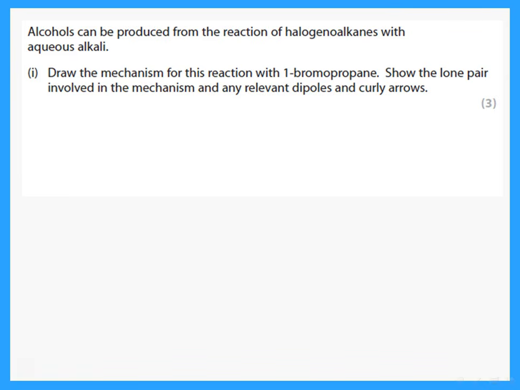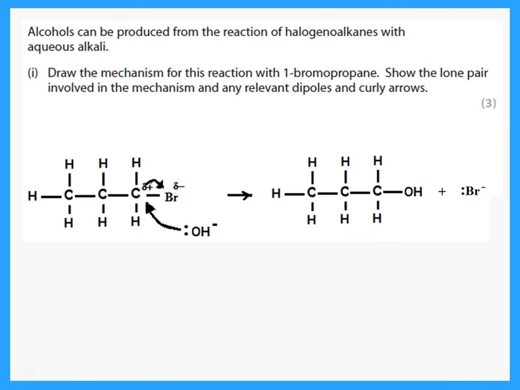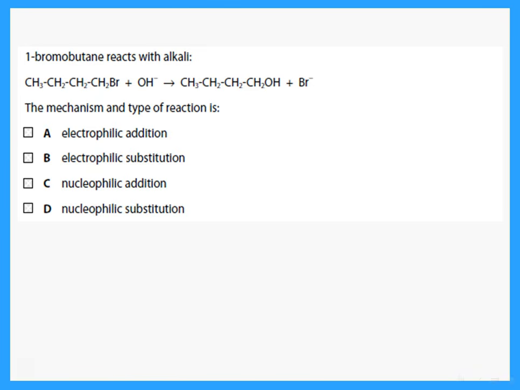Show the lone pair involved in the mechanism and any relevant dipoles and curly arrows. So remember that this is how you should draw the mechanism. You start with 1-bromopropane. The OH minus group has a lone pair of electrons, so the electrons will attack the slightly positive carbon, and the bonding pair of electrons will go to the Br, so you end up with the alcohol plus Br minus, with a full negative charge, not a slightly negative charge.